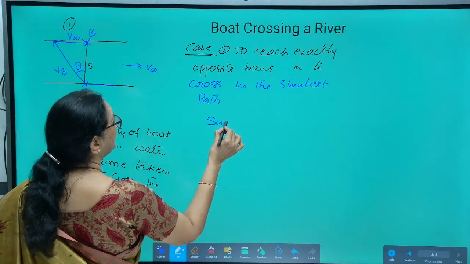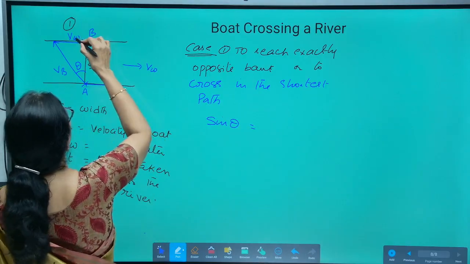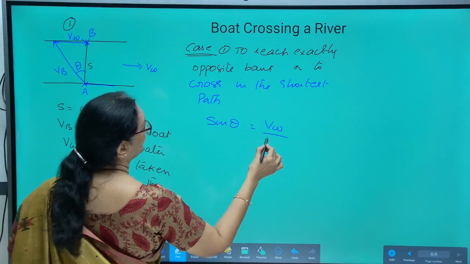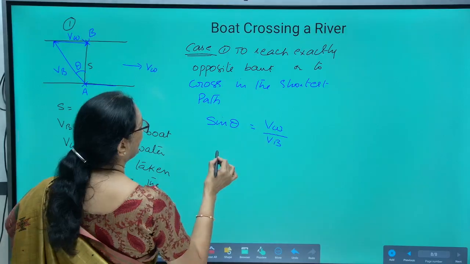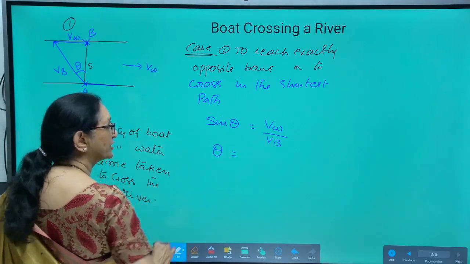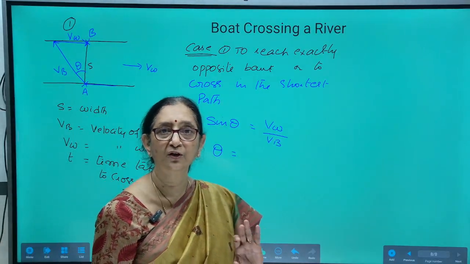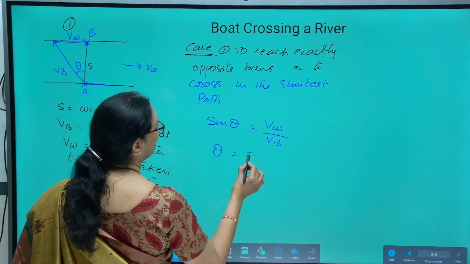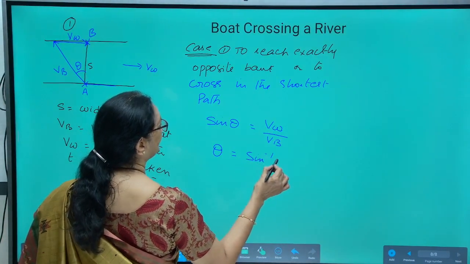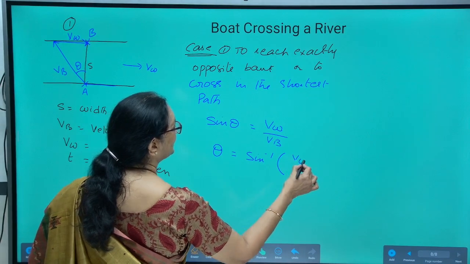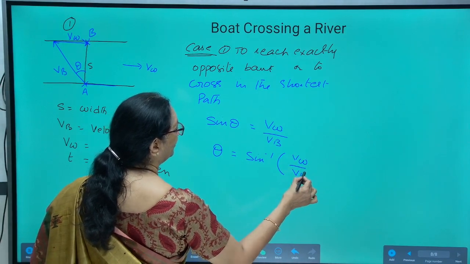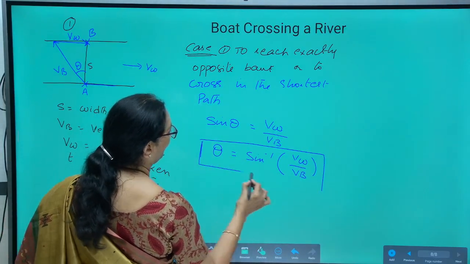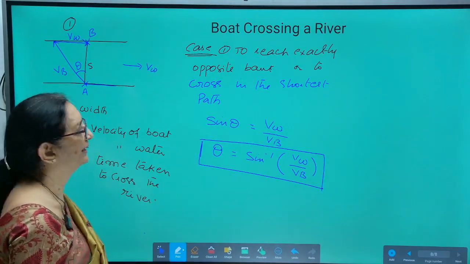From that diagram, sin theta is opposite side by hypotenuse, that is VW by VB. So, the angle at which he should row the boat with the normal to the flow in order to reach exactly the opposite bank is theta equals sin inverse of VW by VB. This is one very important formula, which we will be using directly.